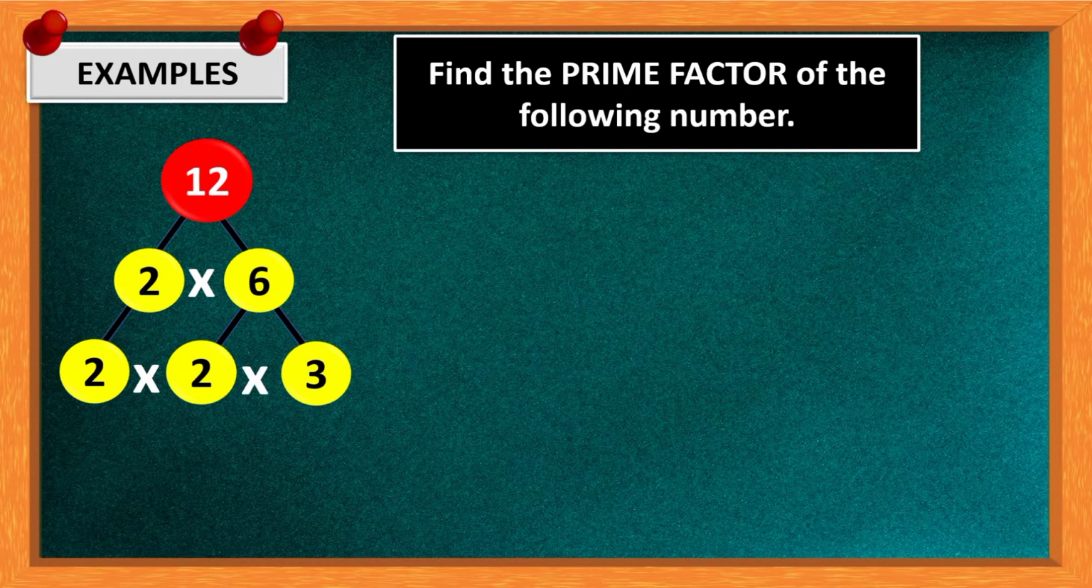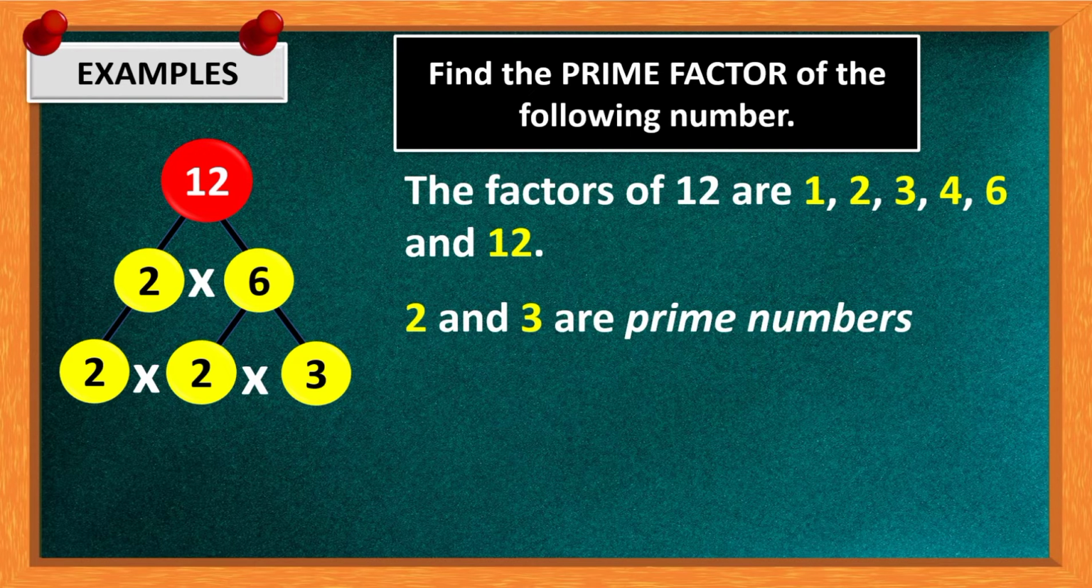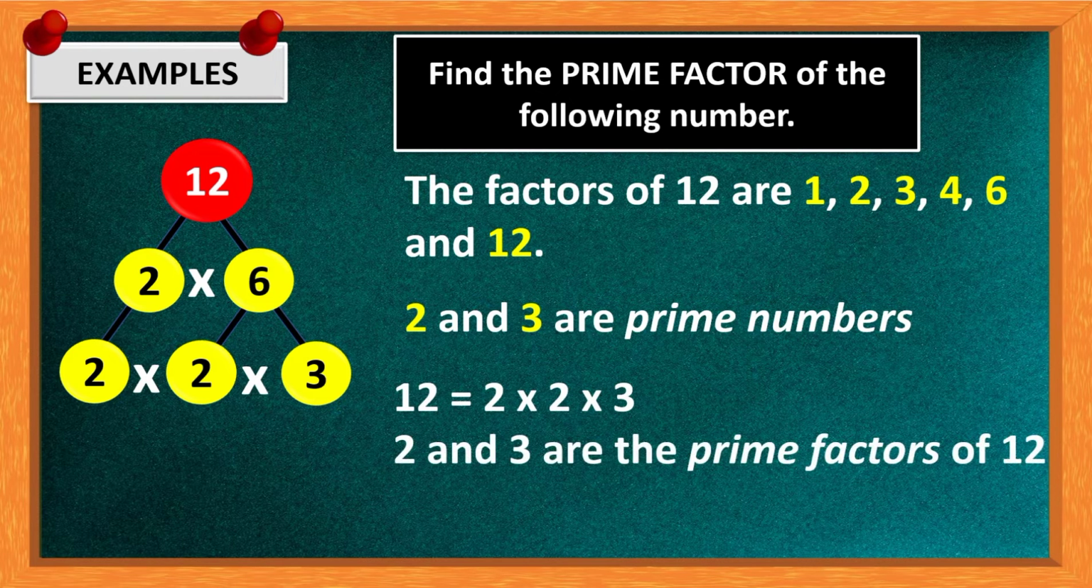Let's bear in mind that the factors of 12 are 1, 2, 3, 4, 6, and 12. Among these factors, only 2 and 3 are prime. Thus, 2 and 3 are the prime factors of 12. Take note, even if 2 appears 2 times in the prime factorization, we still count it as one unit.